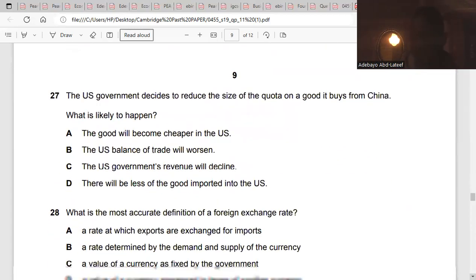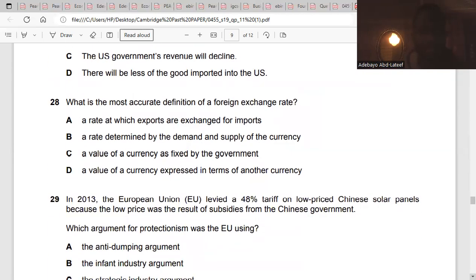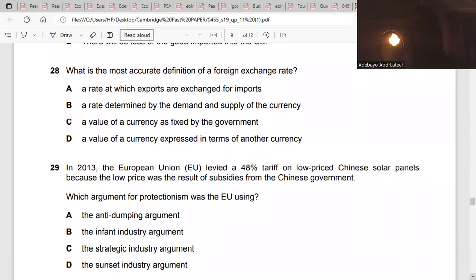27. The U.S. government decides to reduce the size of the quota on goods from China. What is likely to happen? So quota means you are quantifying the number of imports that could come into the US. So if government reduces the quota, it means less goods from China will come into the US. So there will be less of the goods imported into the US. D. Okay.